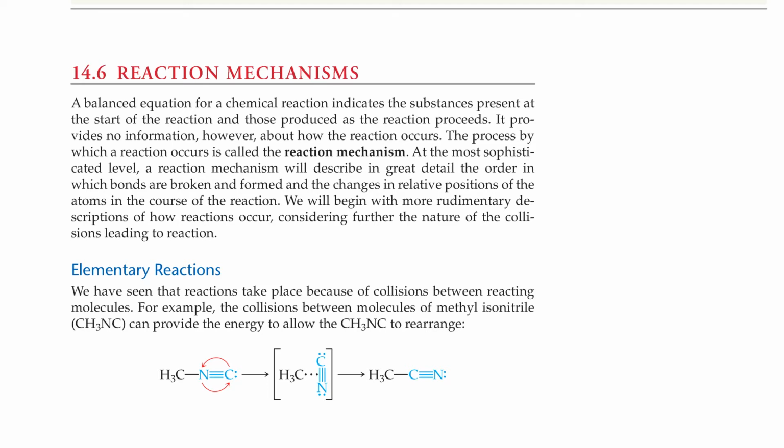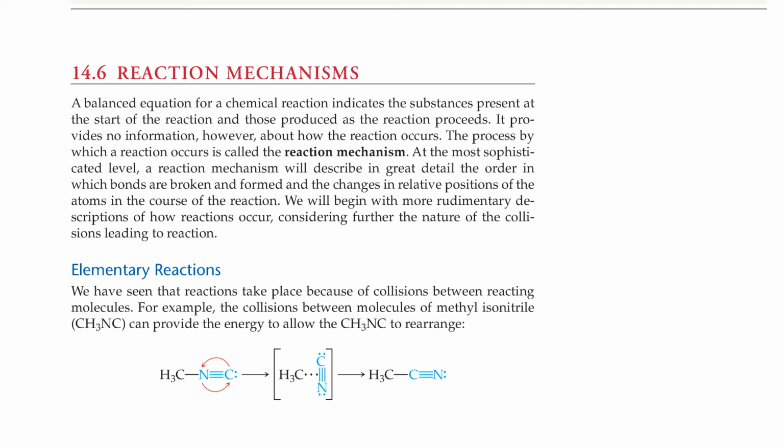The process by which a reaction occurs is called the reaction mechanism. At the most sophisticated level, a reaction mechanism will describe in great detail the order of the bonds that are broken and formed and the changes in the relative positions of the atoms in the course of the reaction. We'll begin with more rudimentary descriptions of how reactions occur, considering further the nature of collisions leading to reaction.